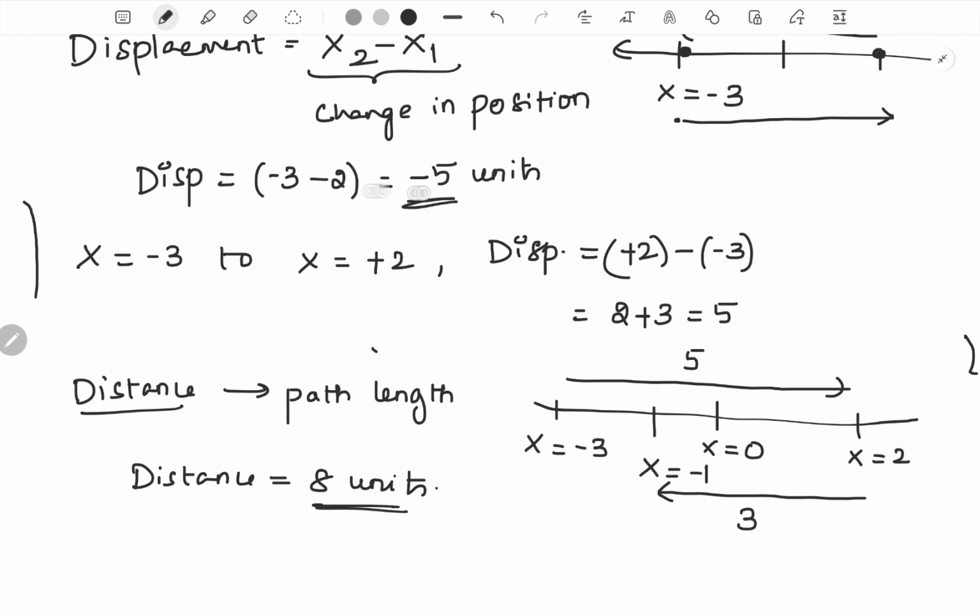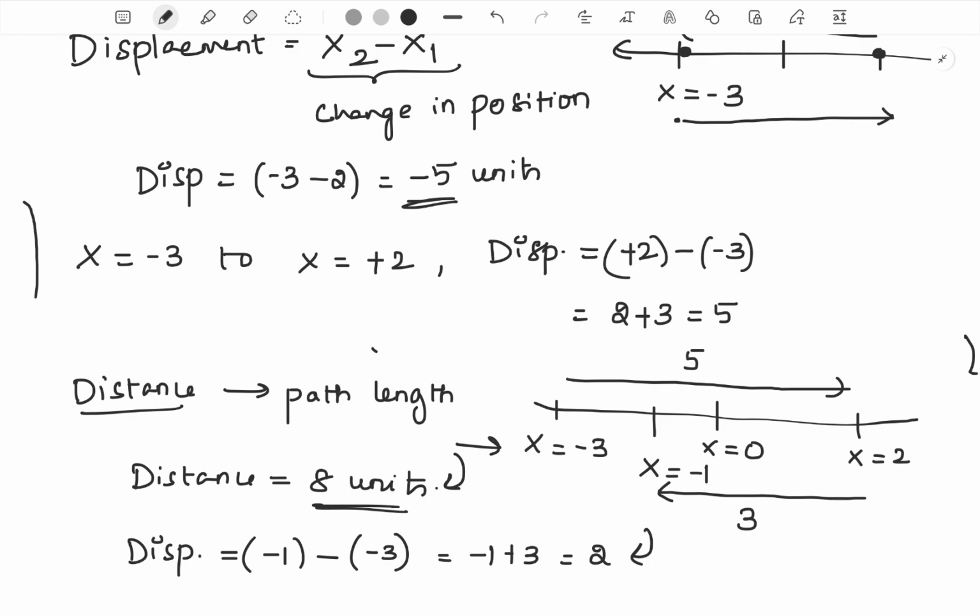But what does displacement give us? The displacement gives us how far the final position of a particle is with reference to its initial position and in what direction. If we again try to calculate the displacement in the same example, displacement would be the final position during that interval, which is -1, minus the initial position, which is -3. That comes out as -1 + 3, which is equal to 2 units. So as we observe, the distance traveled in this case is 8 units, whereas the displacement is 2 units. So definitely distance is not equal to displacement.